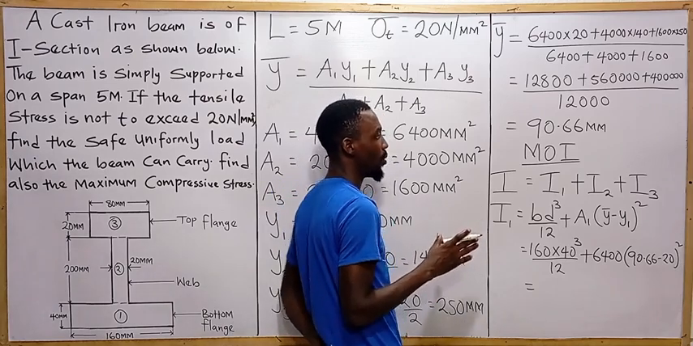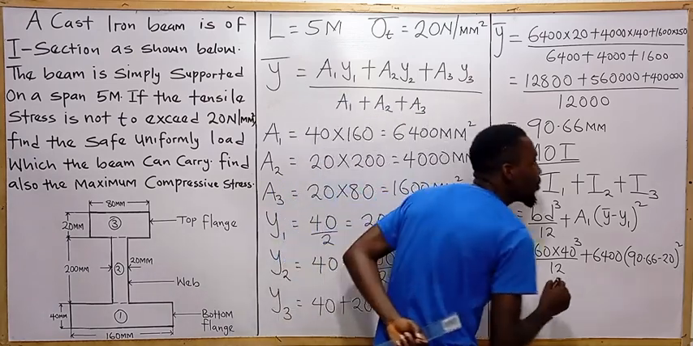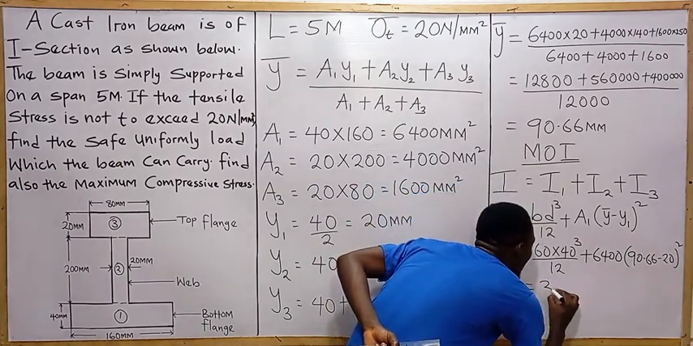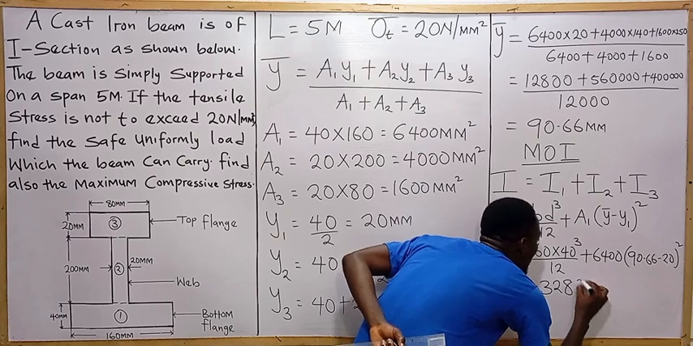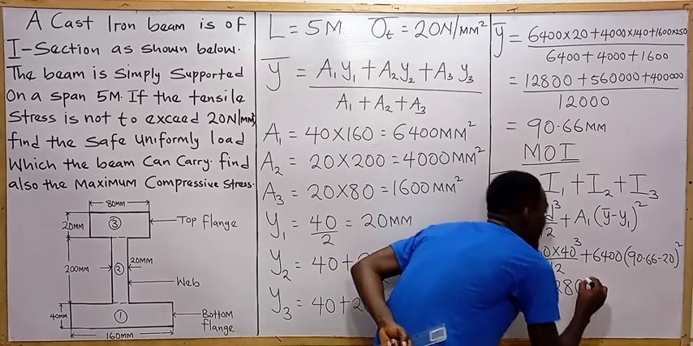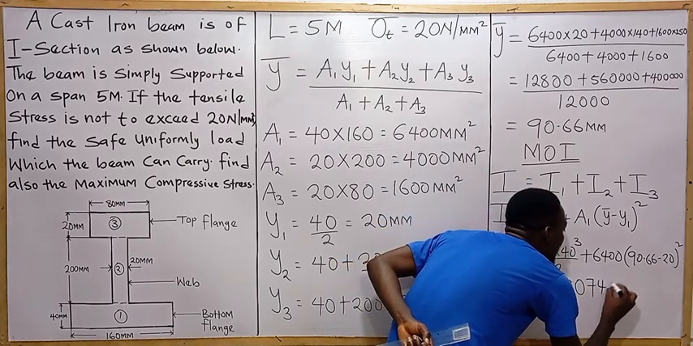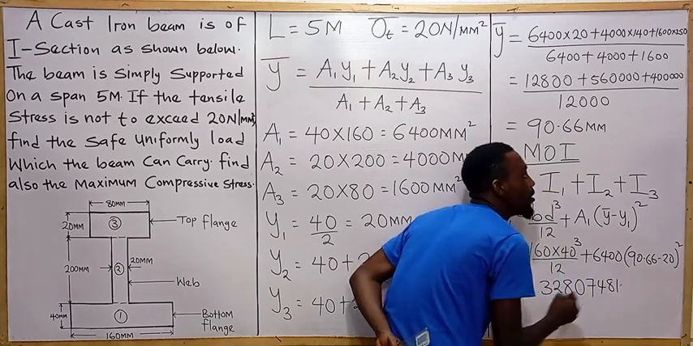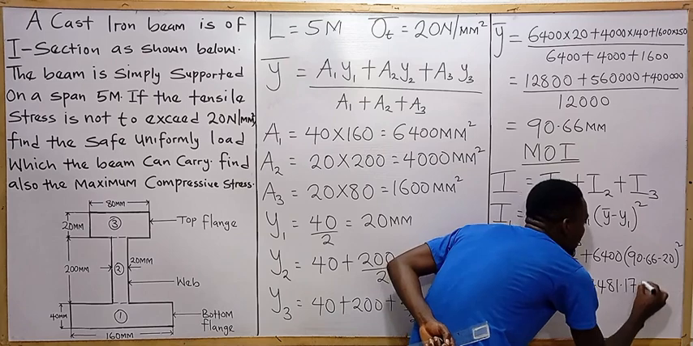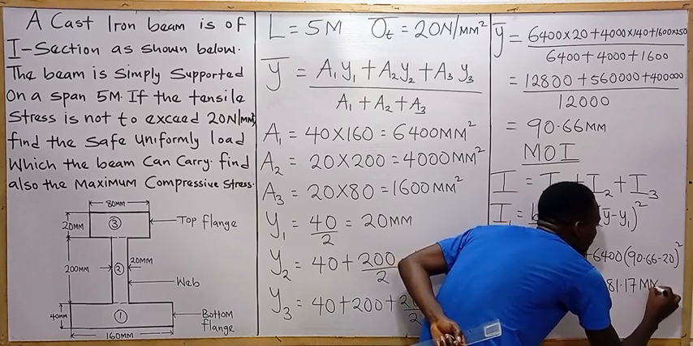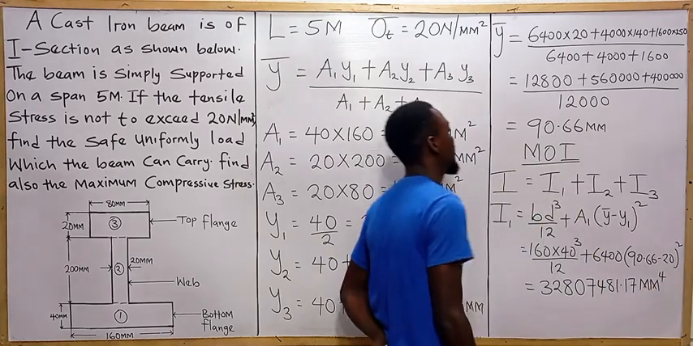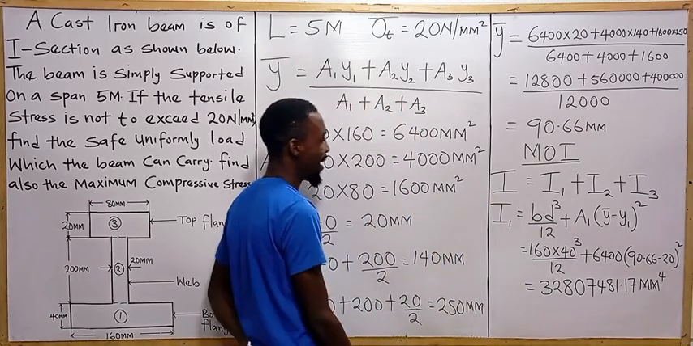If you press this carefully in your calculator, you are going to have your I1 to be nothing but 3,280,7481.17 mm to the power of 4. All right. So that will be our I1.